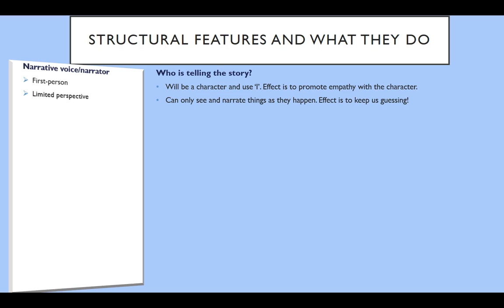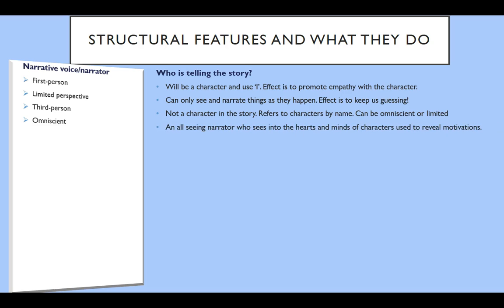Another very common narrator that you get is the third person narrator. This is not a character in the story. They will have more of an overview. They will refer to the characters by name, and a third-person narrator can be omniscient, which is often the case with these 19th century prose fiction extracts. And an omniscient narrator is kind of a godlike narrator.